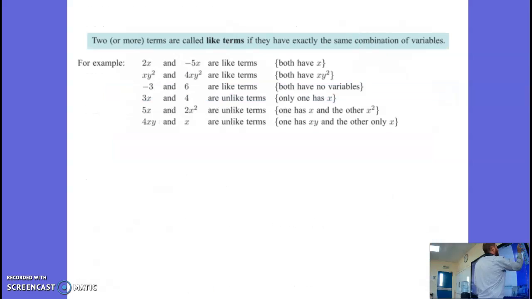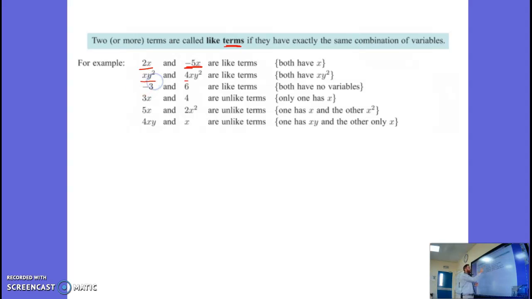On we go. A few more to learn, and that is like terms. So when we've got terms, some of them we classify as like terms, ones we can collect together. So for example, 2x and minus 5x are like terms. They're both x's. And we could collect them together to make 2x minus 5x, that would be minus 3x. So if we can collect them together, they are like terms.